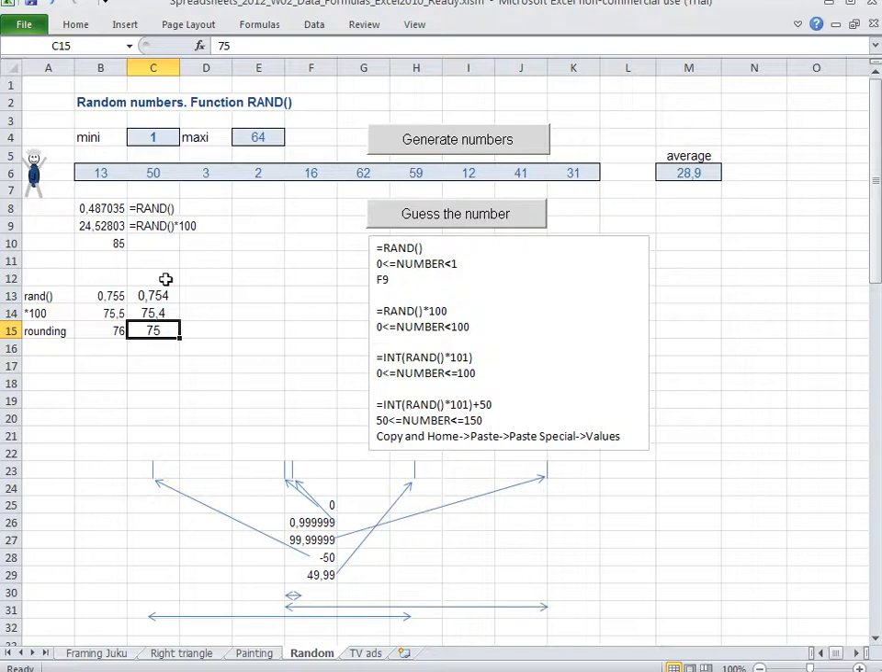But now we have to say that this function called INT, integer, always rounds things down. Always rounds things down. So the number here is going to be 75, because 75,5 is rounded down, and the number here is still going to be 75. So here it is.